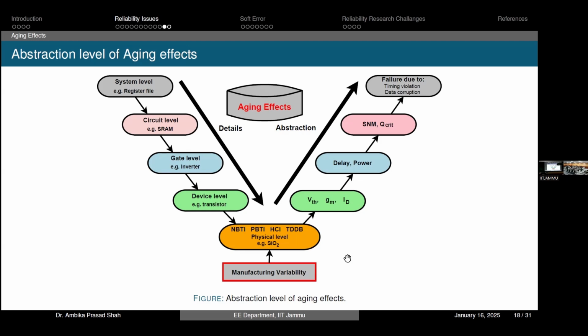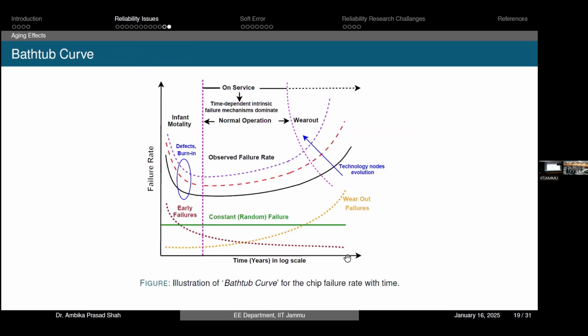Okay. So we understood how variabilities impact different abstraction levels. Now let us try to move ahead. This is one of the bathtub curves. It's not a bathtub where you have to bathe, okay? But this explains the probability of failure at different lifetimes of the chip.